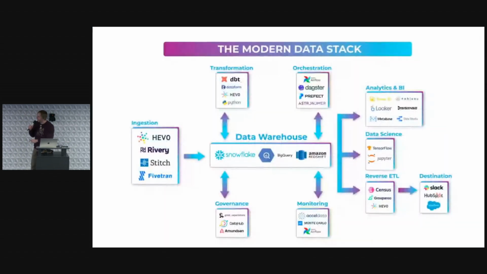I wanted to be able to have a diagram like this. So this is a diagram of the modern data stack. Look, data warehouse, this big thing. It's a bigger font in the middle. This is how we used to draw it.